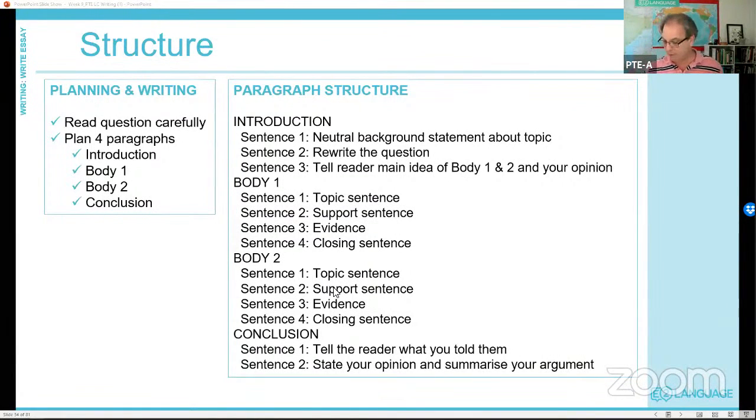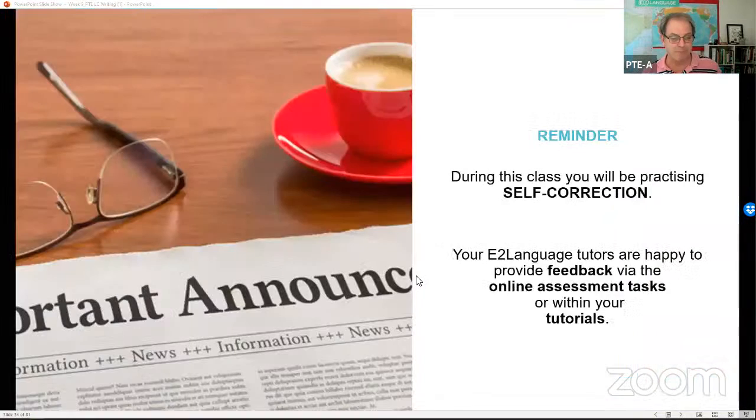a closing sentence. Then body paragraph 2 that you've written down, which is the second half of the question: main idea, support idea, evidence, closing sentence. And your conclusion will be, tell the reader what you told them, which is your main idea from body paragraph 1 and main idea from body paragraph 2, and state your opinion. In my opinion, this is why... and summarize your argument. Hooray, you've got a 3, 4, 4, 2, 4 paragraph essay, 3 sentences, 4 sentences, 4 sentences, then 2 sentences, and you've memorized your structure, not somebody else's writing in another essay.